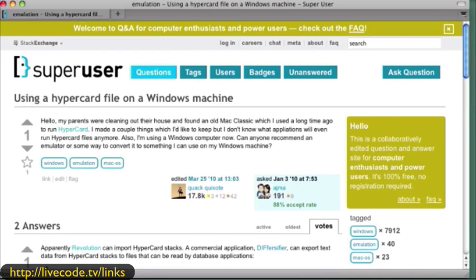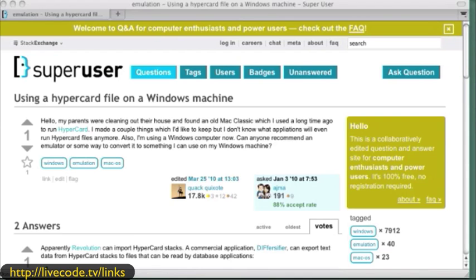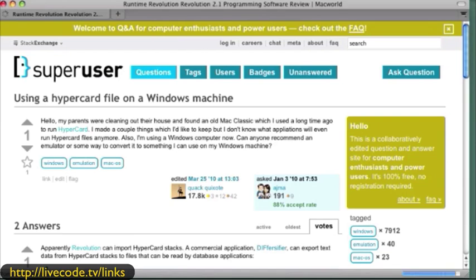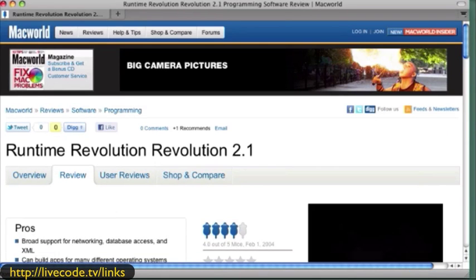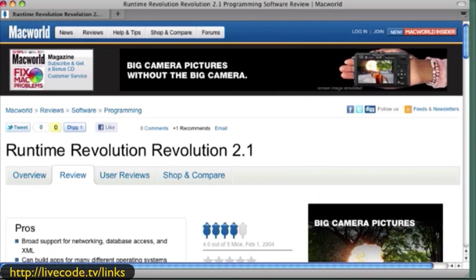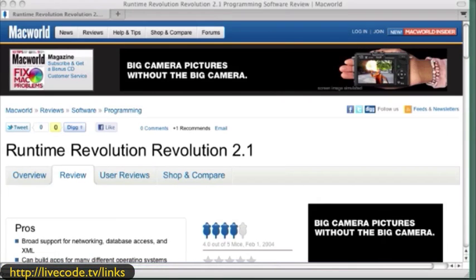We're looking now at using a HyperCard file on a Windows machine. And this is obviously an emulation issue, which is what this is about, emulation. That's something people have to do in some environments, is emulate. So there you find people that are really trying to tackle that issue. Here's the introduction of Runtime Revolution 2.1, more than a year ago, obviously.